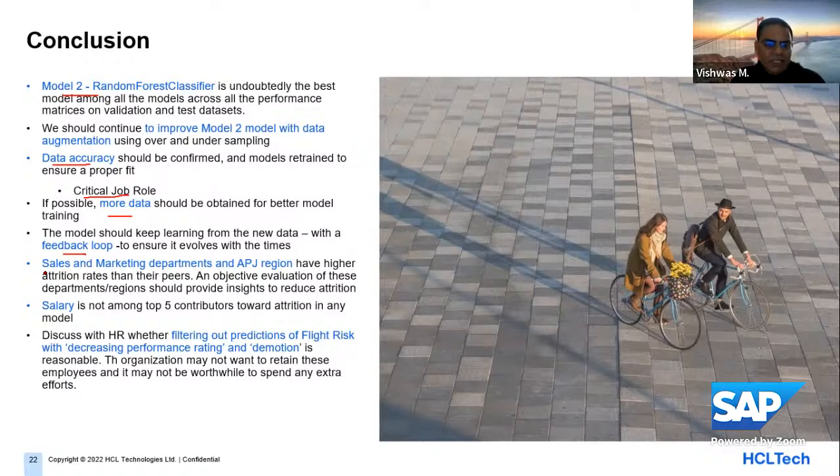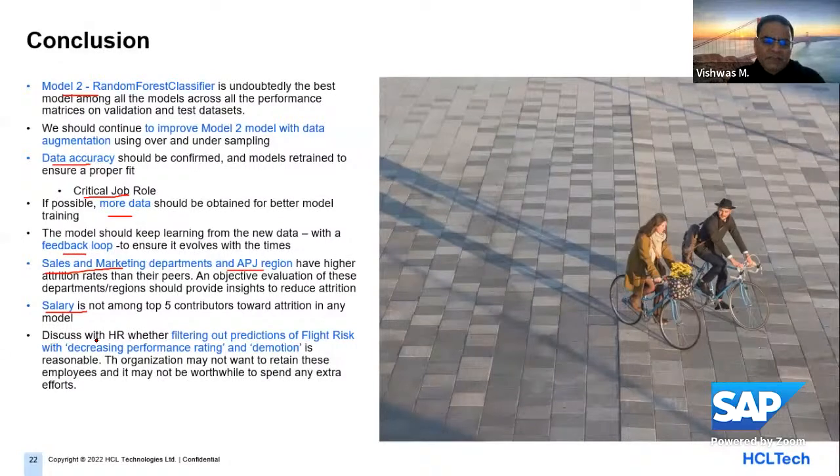As mentioned, the sales and marketing departments and the APG region have shown a tendency for people to attrite more. So we should see what is happening in these regions and departments to ensure that we can plug the gap and ensure that the best employees stay with us. Salary is not among the top 5 contributors, so we can rest easy that salary is usually not the reason why employees leave, and we should focus on the other factors.